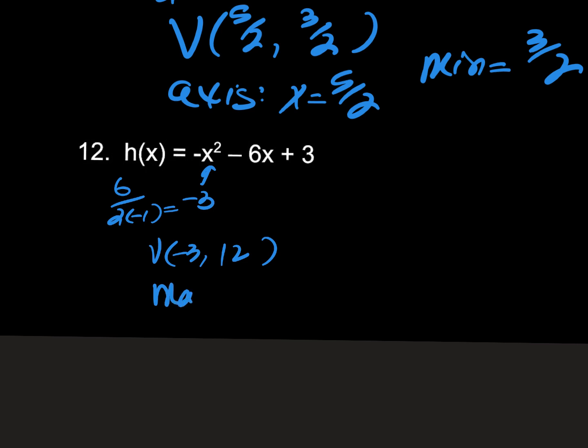Has a max this time because the negative sign means it's going down, and the max is 12. I forgot the axis again. The axis, don't forget to put x equals, and it's x equals negative 3. Perfect. Let's finish this thing up here.